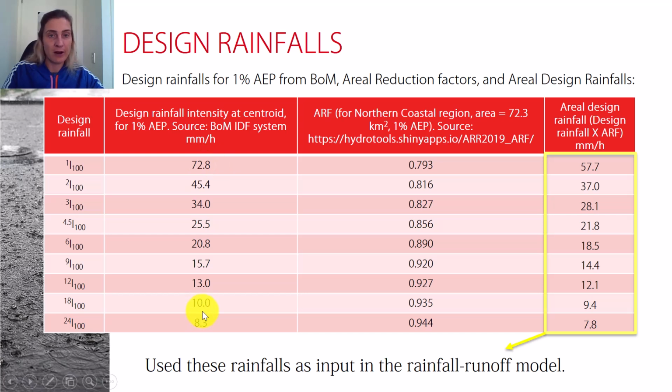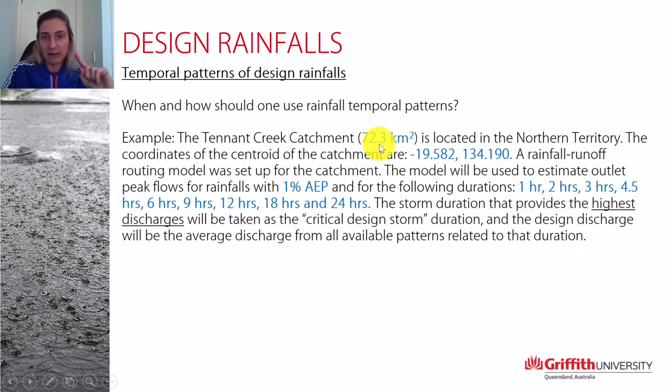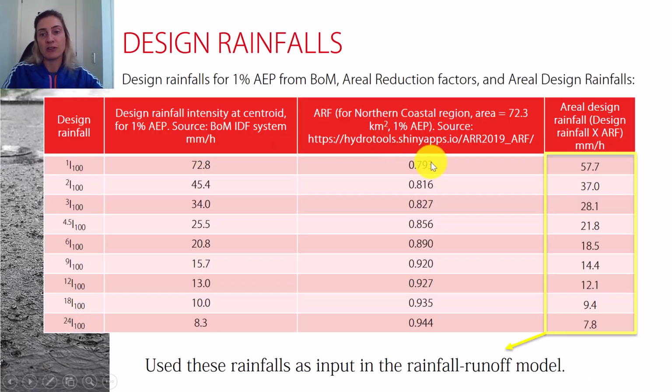Okay, so far, so good. We know how to do this. Then we need to apply the area reduction factor because that catchment is bigger than 1 square kilometer. So don't forget to apply the reduction factor. So we have a representative value of the design rainfall for that catchment.